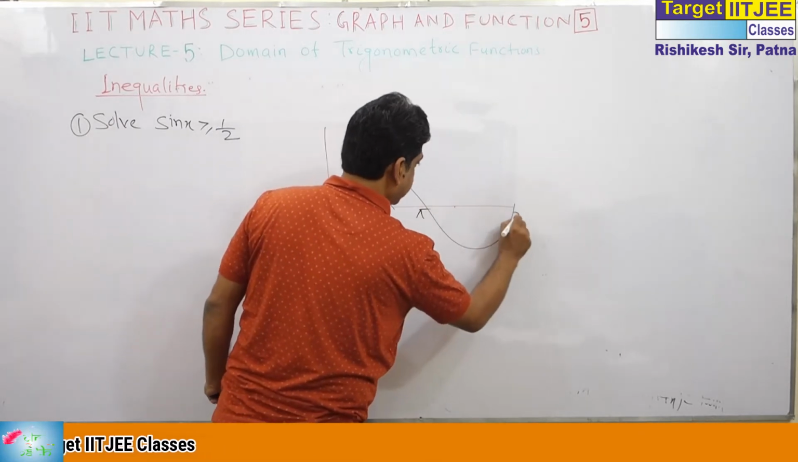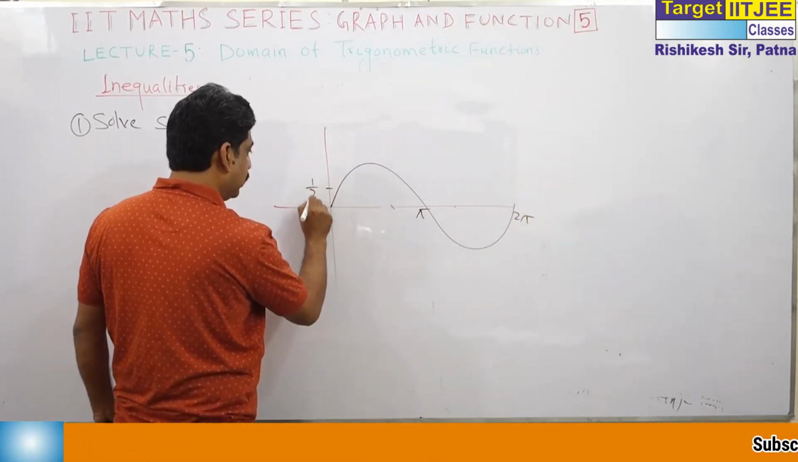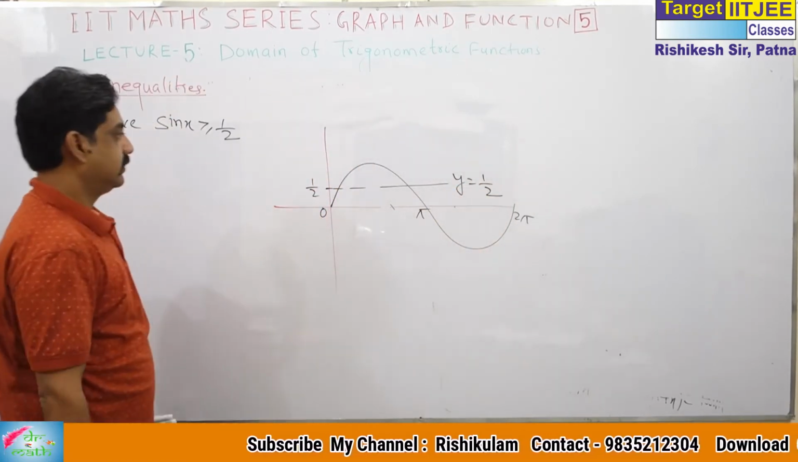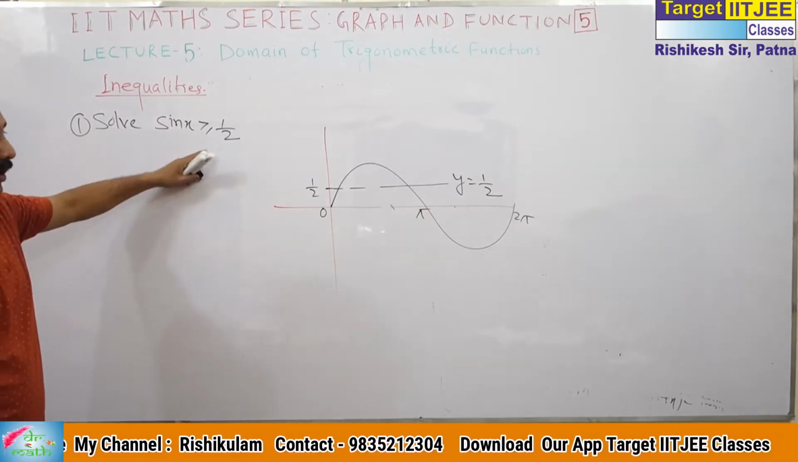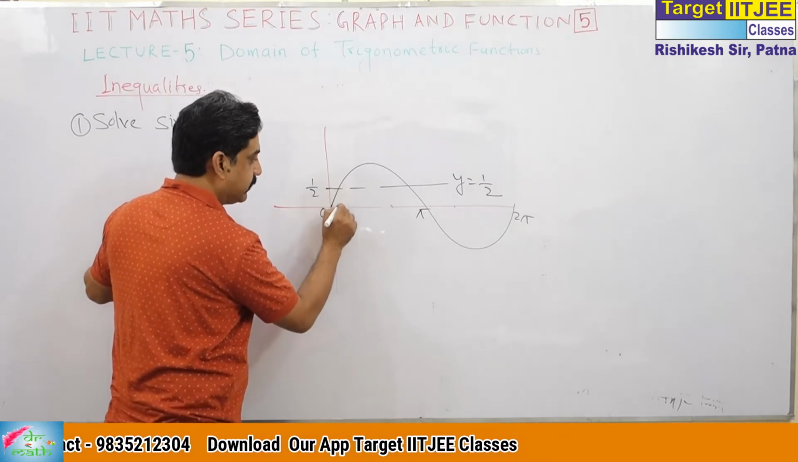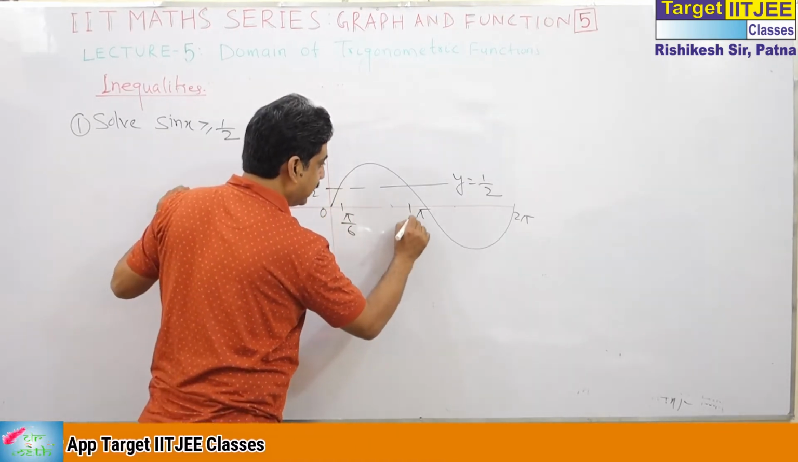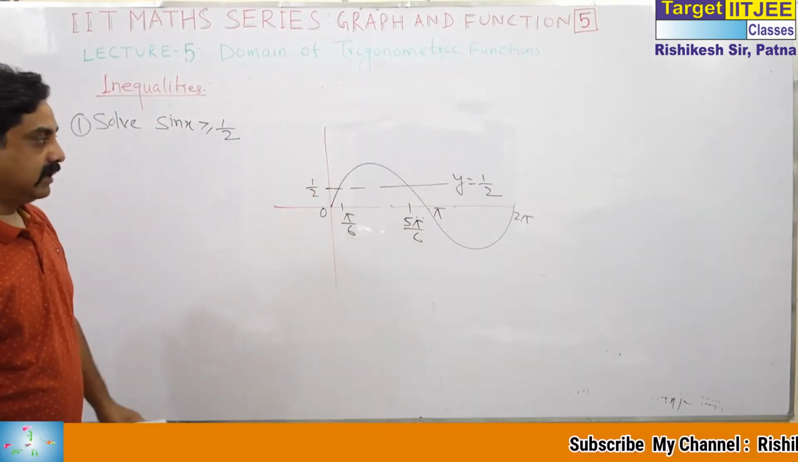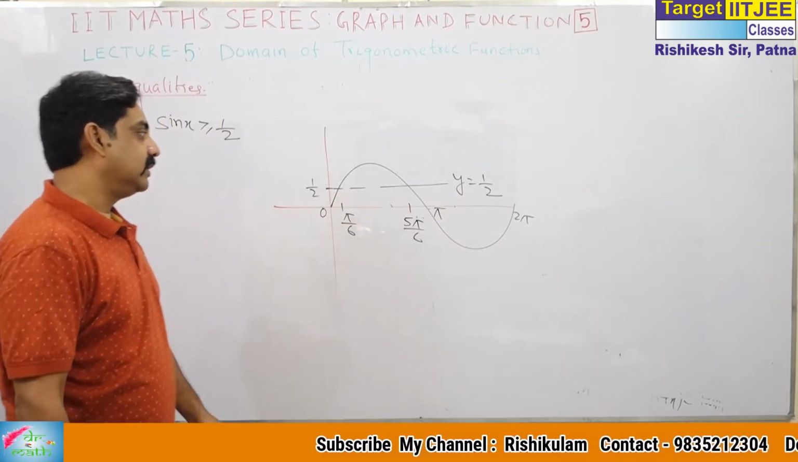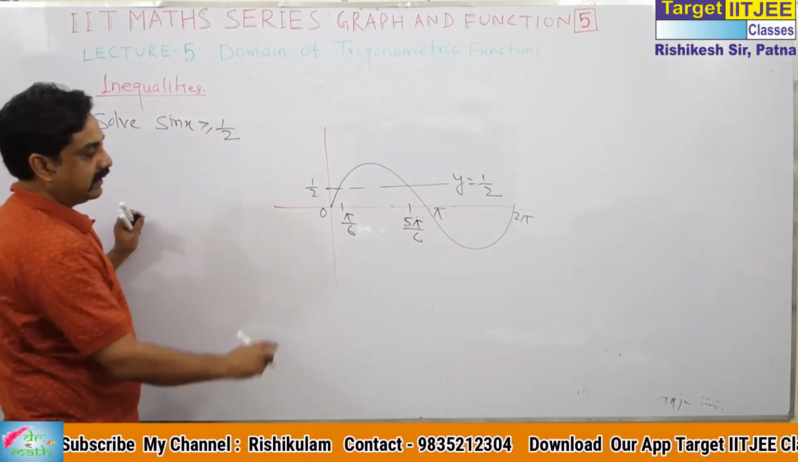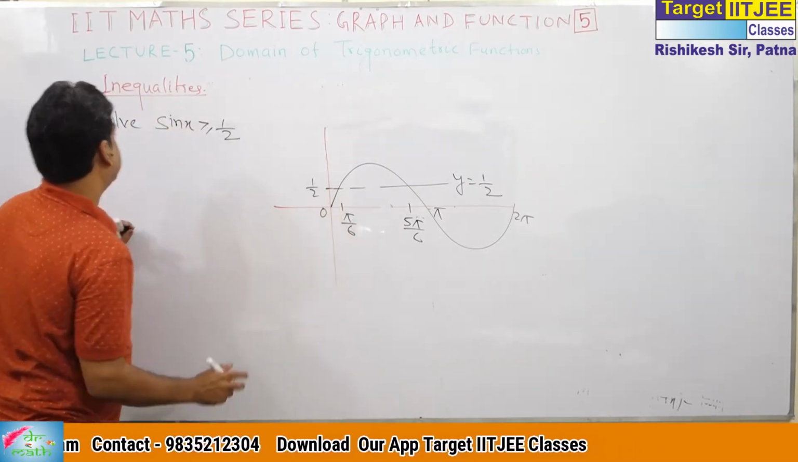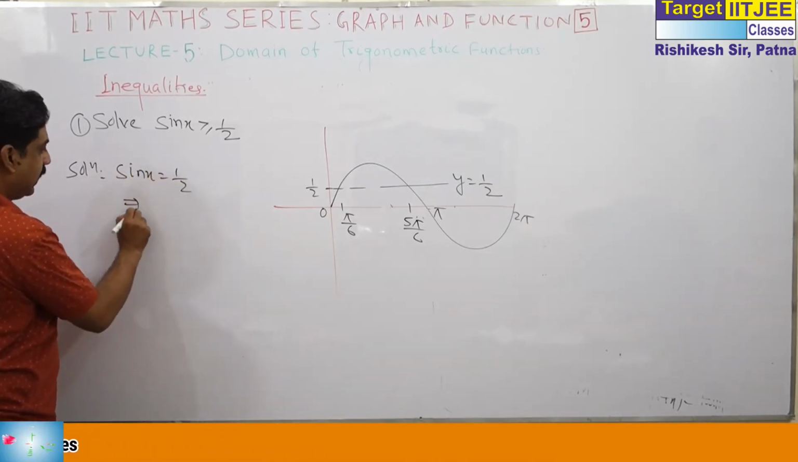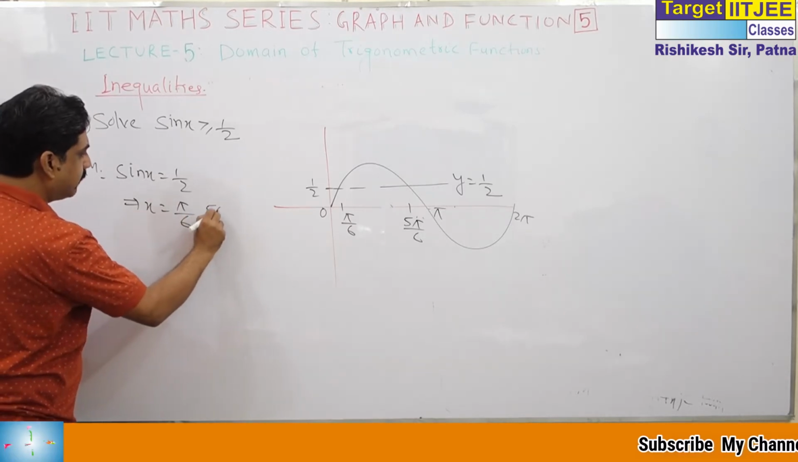0, pi, 2 pi. This is 1 by 2. Now draw a line here. This line is y is equal to 1 by 2. Actually equality exists at 1 by 2. What are these points? First of all, you have to know this is pi by 6 and this is 5 pi by 6. I have told earlier, you must be a champion of the quadrant rule. Sin x is equal to 1 by 2 occurs at pi by 6 and 5 pi by 6. So for the corresponding roots, sin x is equal to 1 by 2 implies x is equal to pi by 6, 5 pi by 6.